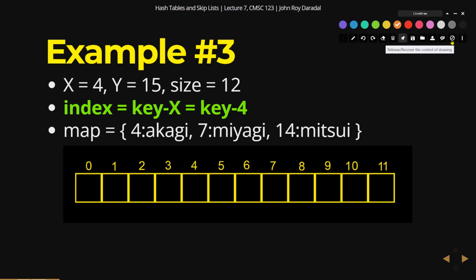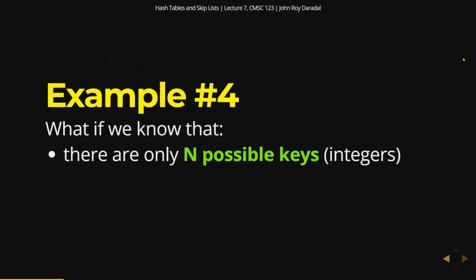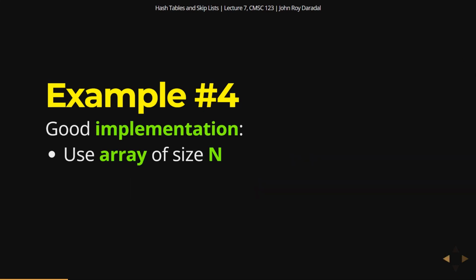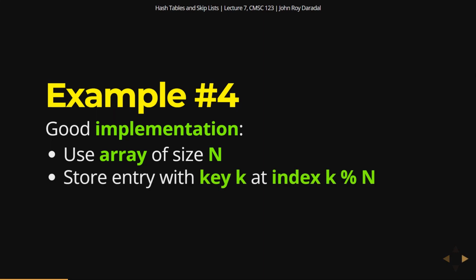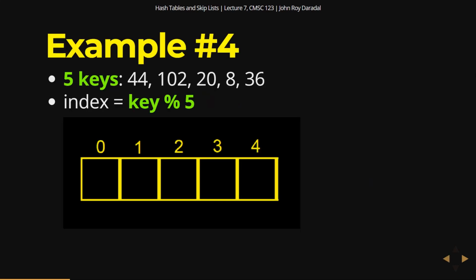Okay, next, what if we know that there are only n possible keys and we know that they are integers, but we don't have any idea about the range? So this time we don't know what the possible range is. We can still use an array of size n because we know that there are only n possible keys, and we'll store an item with key k at index k modulo n. So we'll use modulo, or the remainder, when we divide by n.